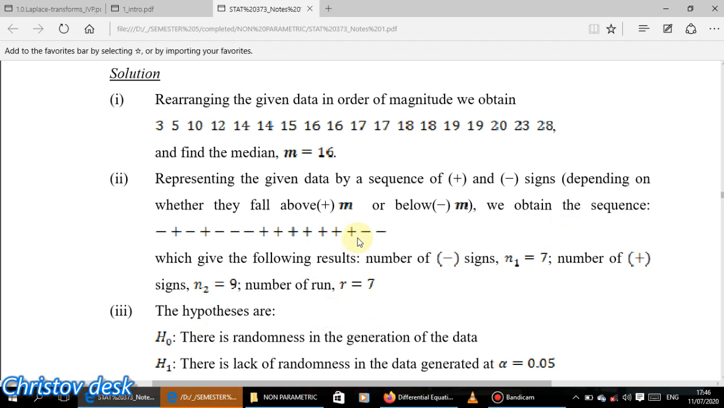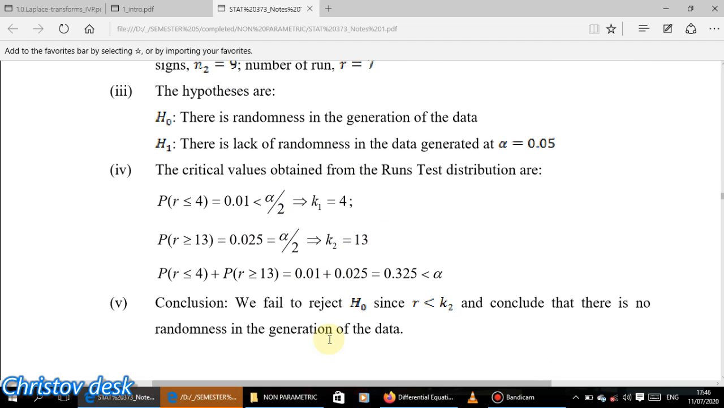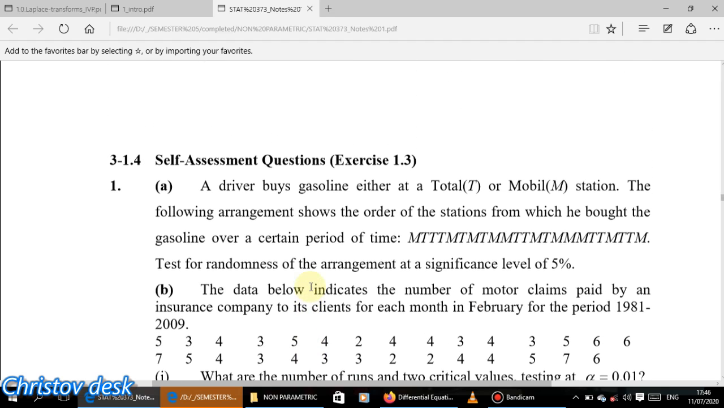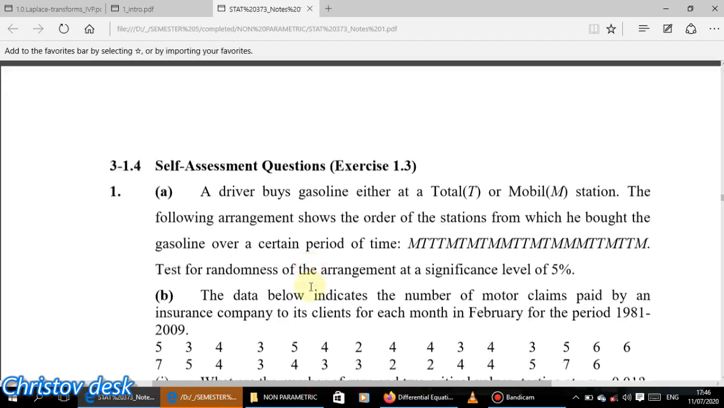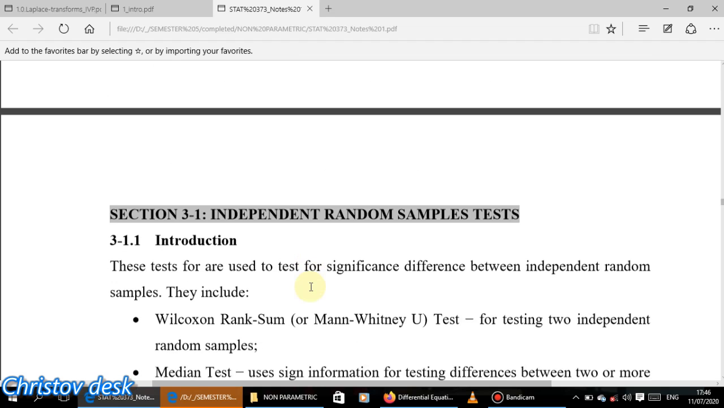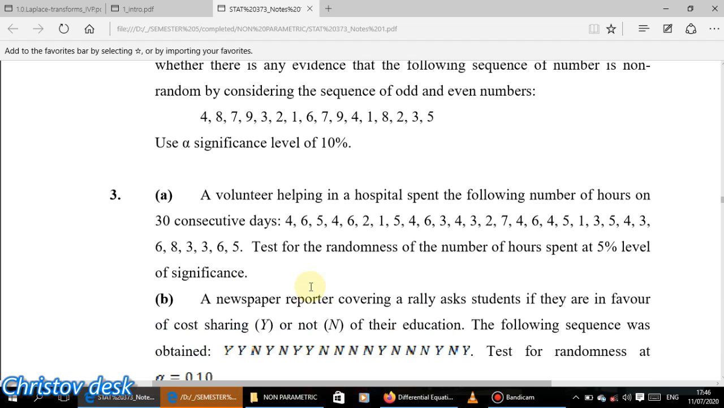So it's a small sample. Write your hypothesis and then look for the runs table, the K1 and K2, and take your decisions. These are a lot of questions which you can go through. This actually is not difficult, so make sure you get a runs table and then you can go through that. So that is that for the runs test. We'll look at the other tests later.